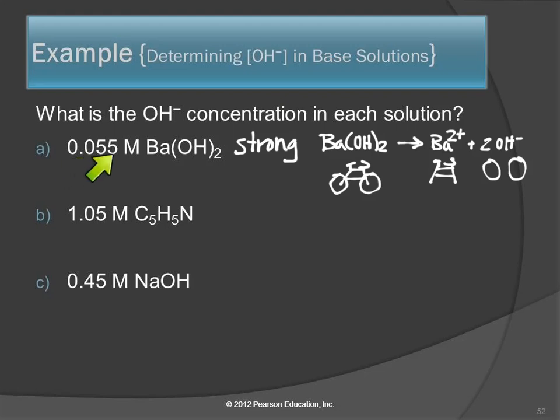So then, if it was 0.055 moles per liter bicycles, what's the concentration of wheels? It's going to be twice as many, right? Because we're getting 2 of these for each one of those. So it's that concentration times 2.